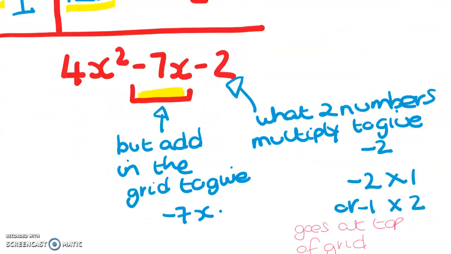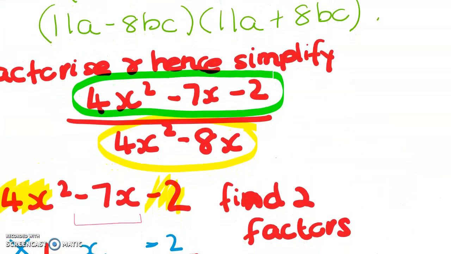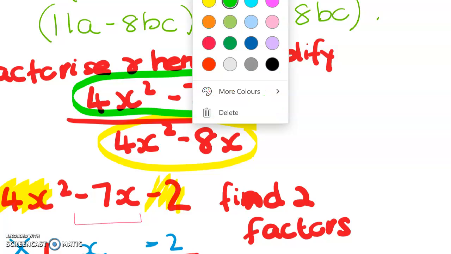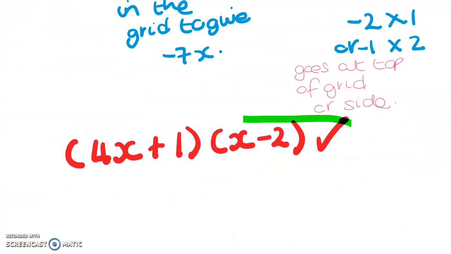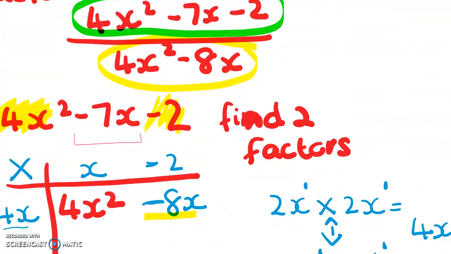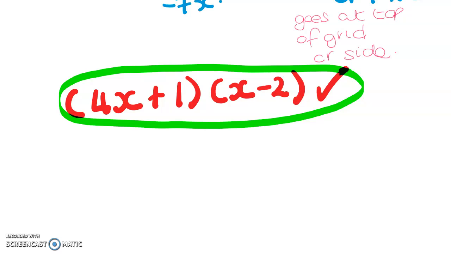We're not done yet. Remember, let's go back up to the question. The question was this: factorise and hence simplify. So we're after doing what's in green. That's done. If you want, I can circle them just so you know that they're done. And then we're going to go off now and do the yellow one underneath. So that's that part done. And now we're going to do the yellow one: 4x squared minus 8x. So I have to simplify that one next.